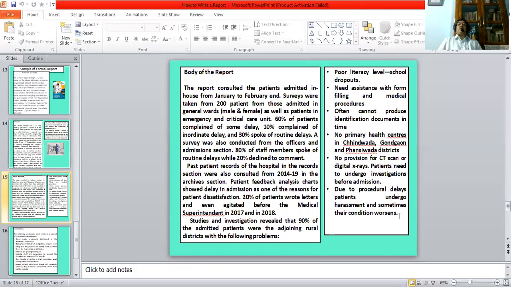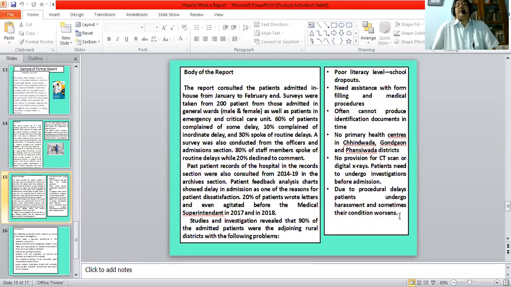Now, then you come, of course, to the body of the report. The report consulted the patients admitted in-house from January to February end. Surveys were taken from 200 patients, from those admitted in general wards, both male and female, as well as patients in emergency and the critical care unit. 60% of patients complained of some delay, 10% complained of inordinate delay, and 30% spoke of routine delays. A survey was also conducted from the officers and admissions section. 80% of all staff members spoke of routine delays, while 20% declined. So these are the findings of the report.